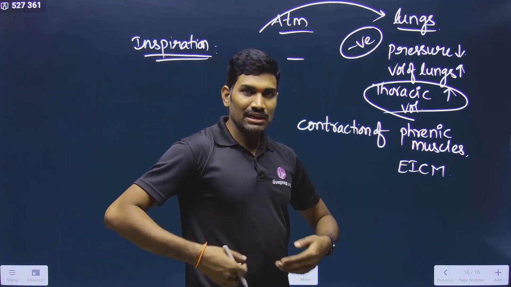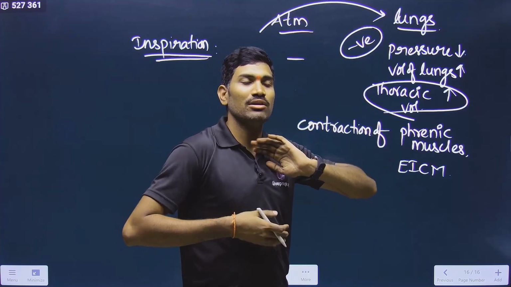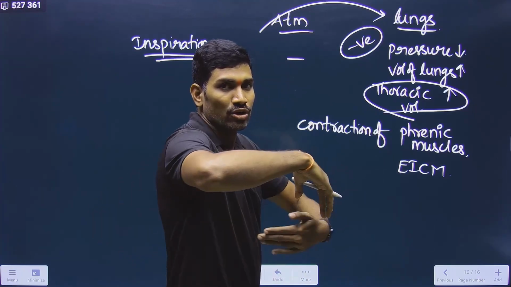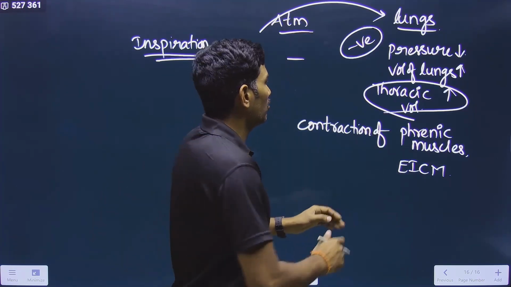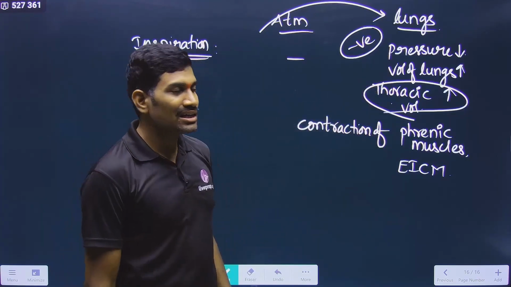Relaxation of phrenic muscle: again you will get the normal dome shape. That means anterior-posteriorly the volume decreased. Relaxation of external intercostal muscles: dorso-ventrally the volume is decreased. Now the overall volume of the thoracic cavity decreases, and the overall volume of the lung decreases.